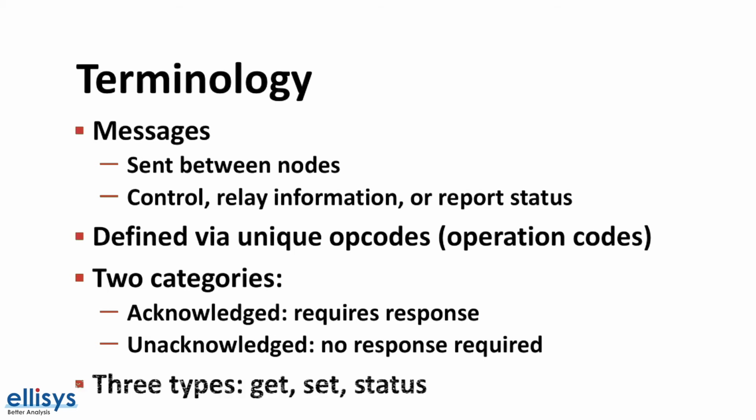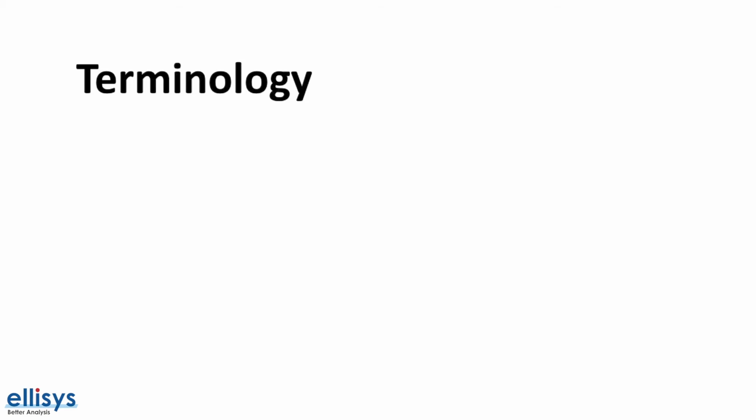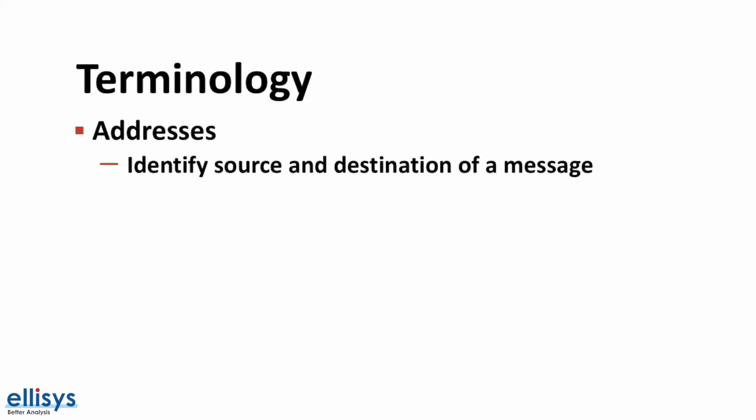There are three types of messages, and these include GET messages, which request a state from a node; SET messages, which change the value of a given state; and status messages, which serve as responses to a GET message, a SET message, or simply are triggered independently via a timer. Addresses identify the source and destination of a message, and messages must be sent to and from an address.